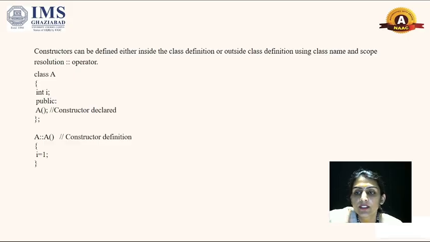Now see here, the constructor is declared inside the class. Then you can see A, scope resolution, A, this is the constructor definition, that I equals 1. Here what is happening is that the data members which are there in the class are being initialized. Here we see that I is there in the class, so I is being initialized to 1.